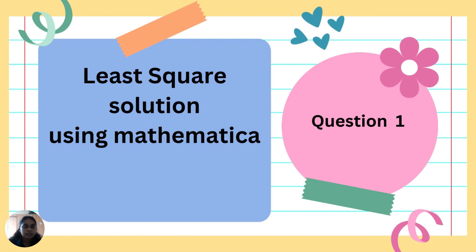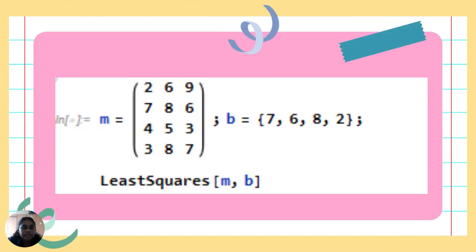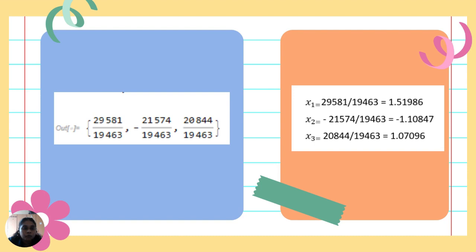Today I am going to present question 1 regarding the least square solution using Mathematica software. First, we insert matrix A and matrix B given in the question. We address matrix A as matrix M and matrix B remains as matrix B. The command we use is LeastSquares[M, B]. Finally, the output we get is for x1, x2 and x3.